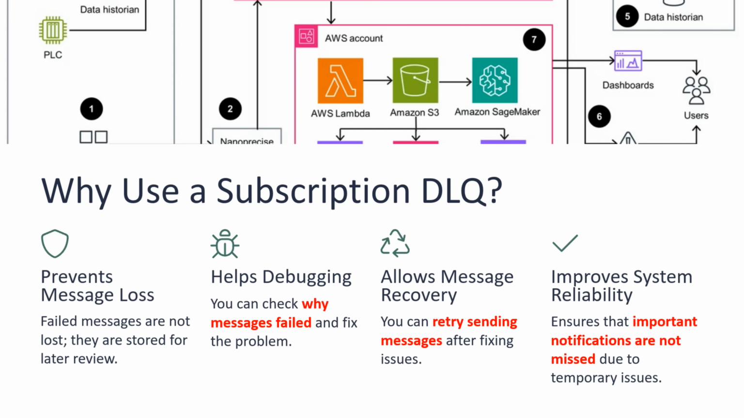Why do we have to use subscription DLQ? First point is prevents message loss. Failed messages are not lost, they are stored for later review. Second point is helps debugging. You can check why messages failed and fix the problem. Third point is allows message recovery. You can retry sending the messages after fixing the issues. Fourth point is improves system reliability. Ensures that important notifications are not missed due to temporary issues.